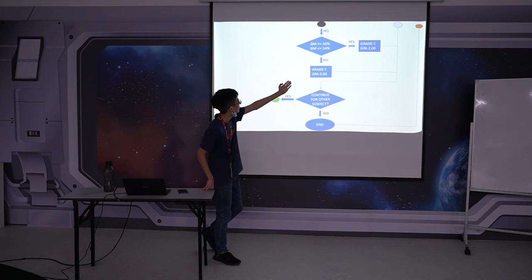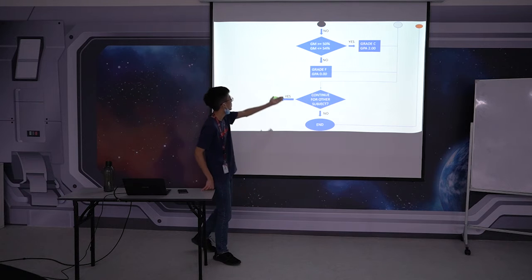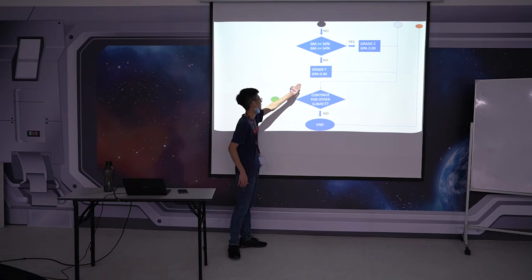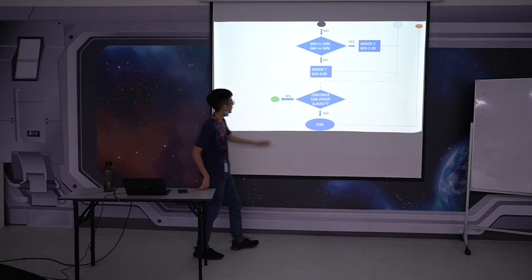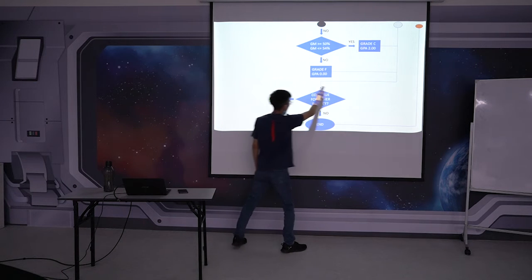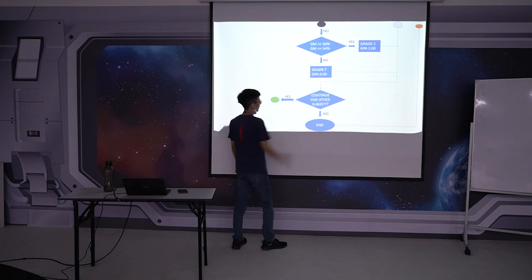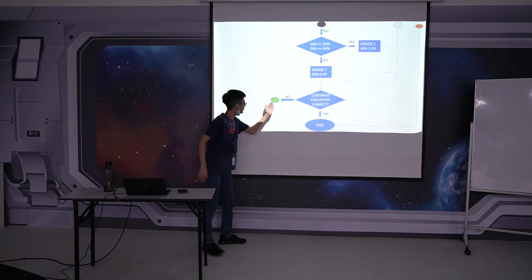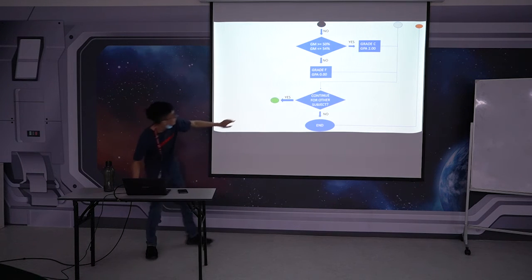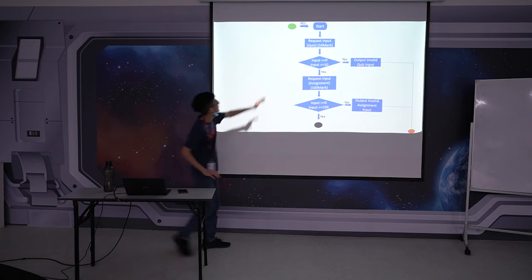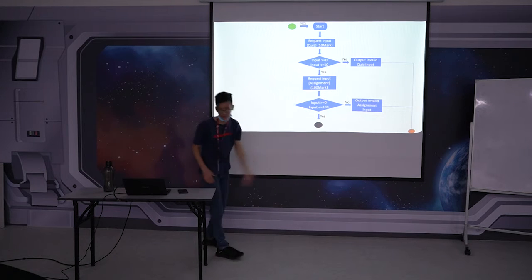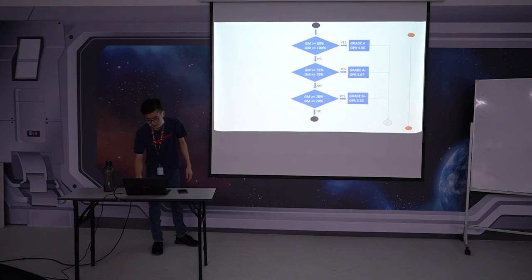And then the same, if yes, it will output the grade. If no, then this is the last option. It will output grade F and GPA 0.00. And then they will connect to this line and come to here: continue for another subject or not. If yes, this one will connect to here, and then start the entire process again.